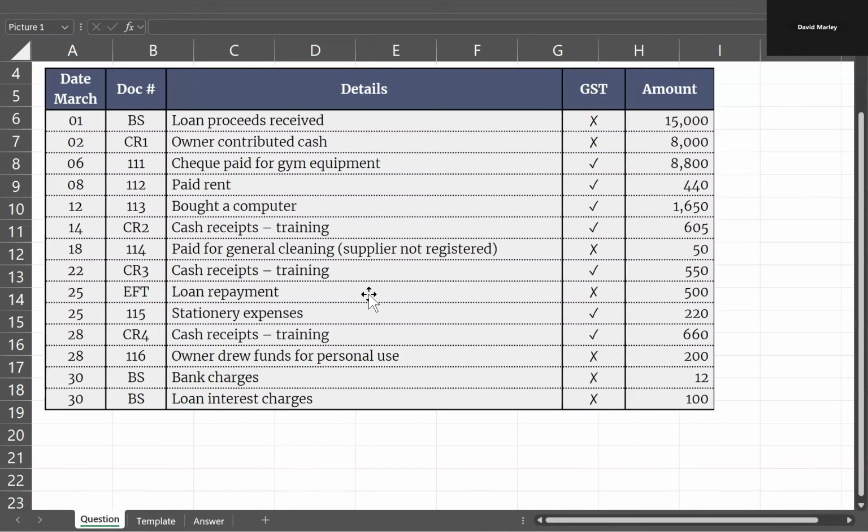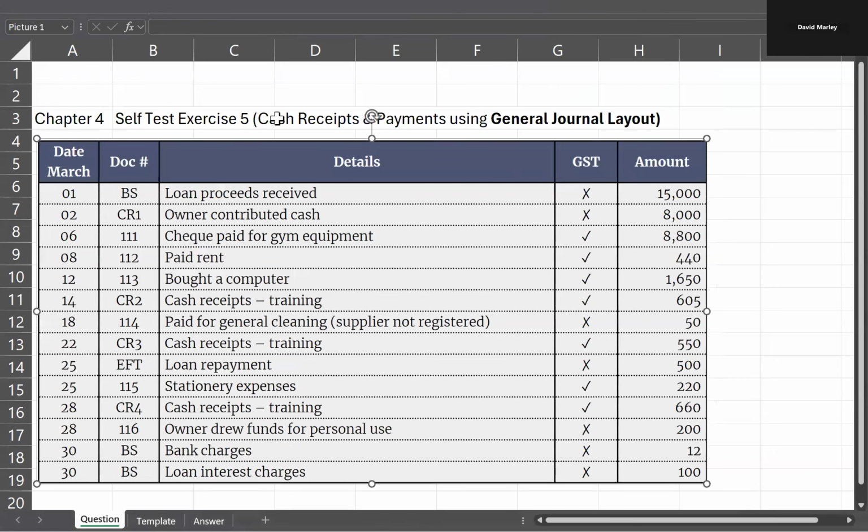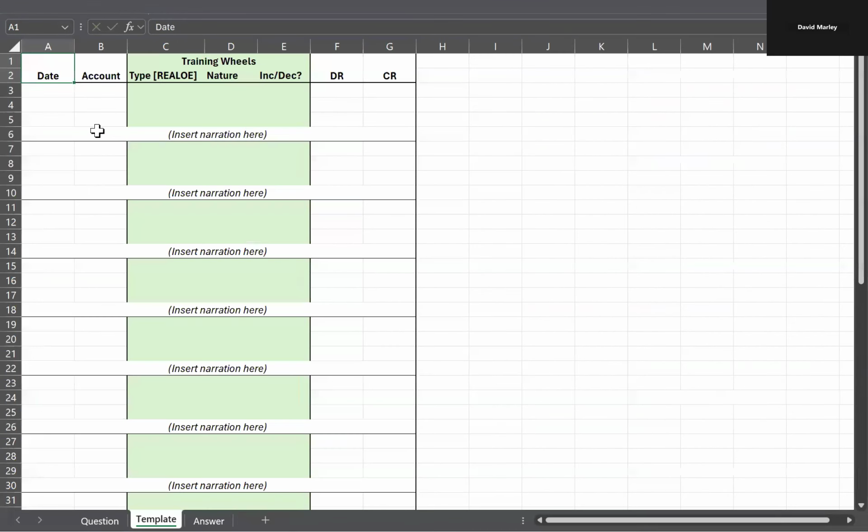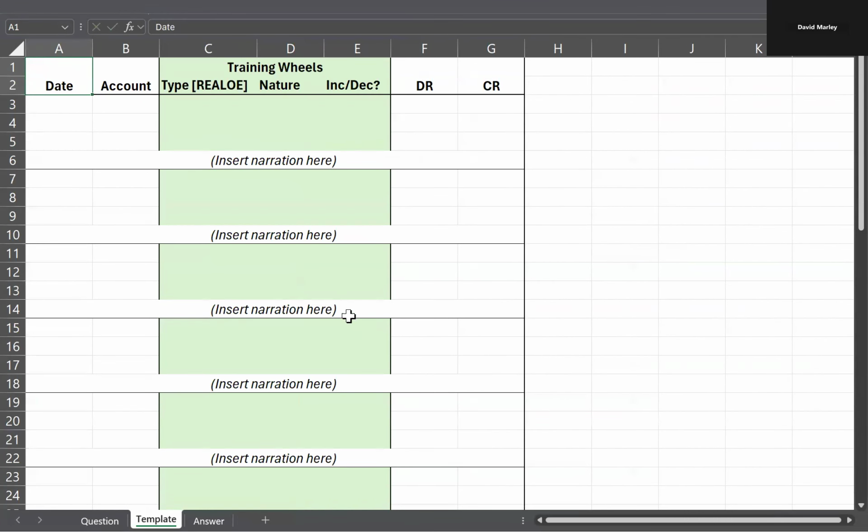Okay, that's the end of self-test exercise 5 it was. I'm going to stop the recording here, have a go at it. So you've got an empty template where you can work your way through it, coming back to the recording if you need to.